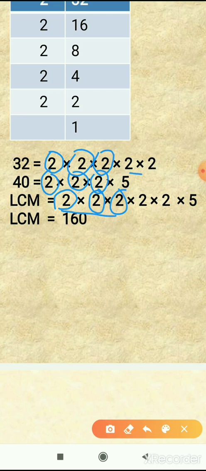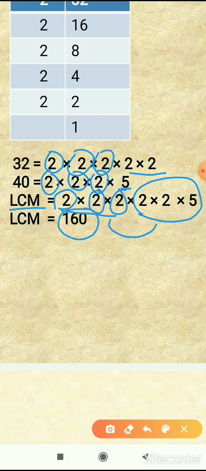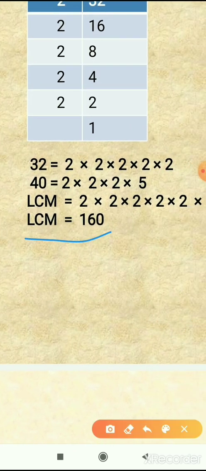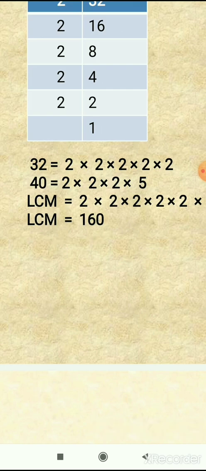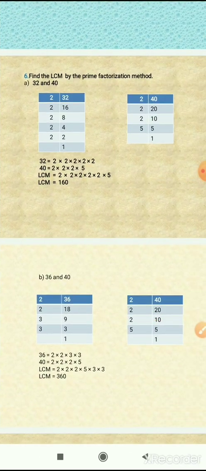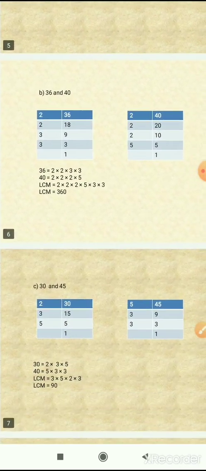The uncommon factors are 2 into 2 into 5. So these are the uncommon factors. So we multiply the common factors and uncommon factors together, and we get the LCM. So by multiplying 2 into 2 into 2 into 2 into 2 into 5, we get the product 160. Okay, so the LCM is 160. Understood, students? That is how to find the LCM by the prime factorization method. Okay, now we will see the second example. Second example, see 36 and 40.